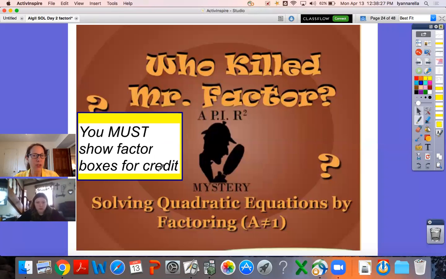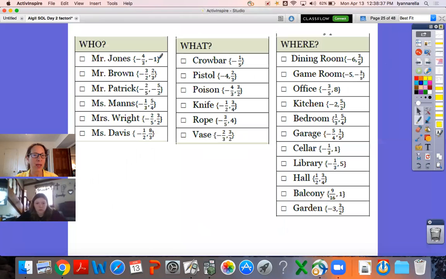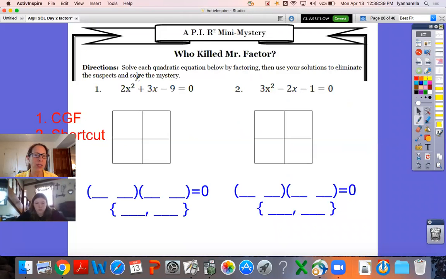And then this is your assignment, the Who Killed Mr. Factor. You guys did this a long time ago. We had them posted up on the walls, and it was called Who Killed Mr. Quad. Well, this is the companion one, and this one's a little harder because here the equations have numbers in front of the x squared. So we used to have all ones in front of these when we did Who Killed Mr. Quad. So now we're going to do 10 factor boxes and 10 Desmoses. So there's 20 of them.